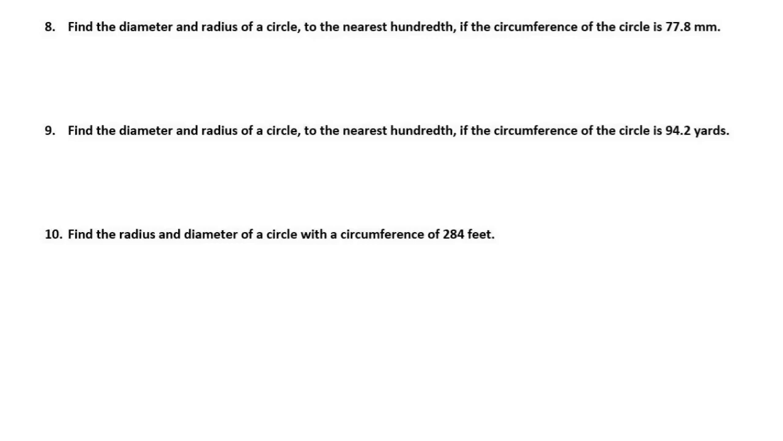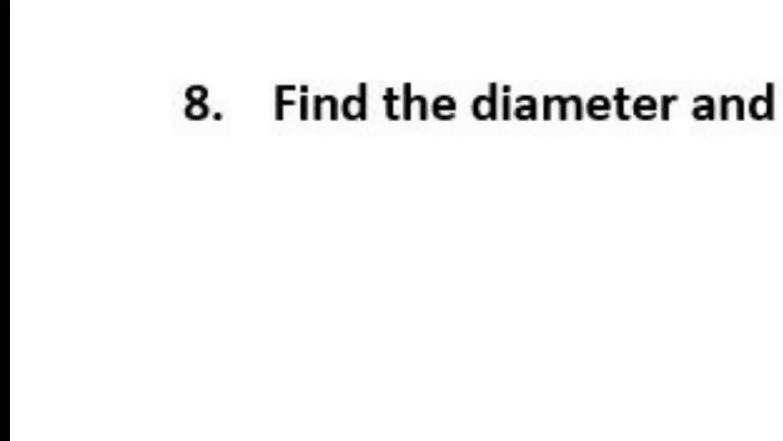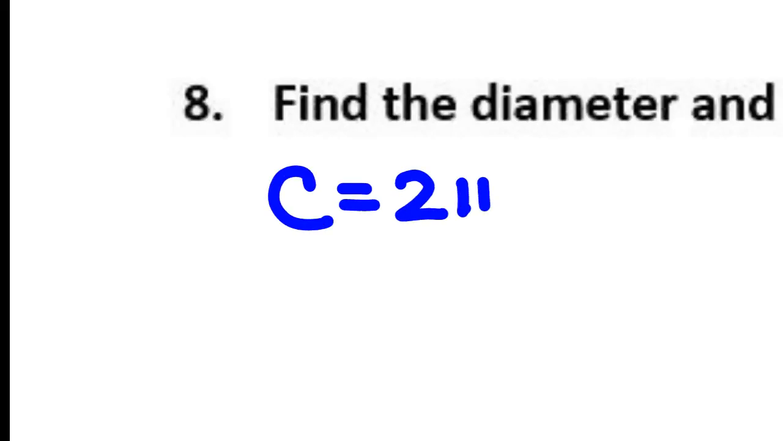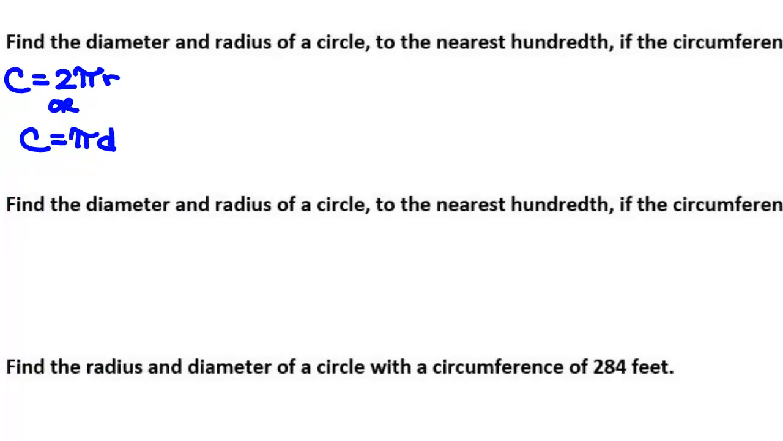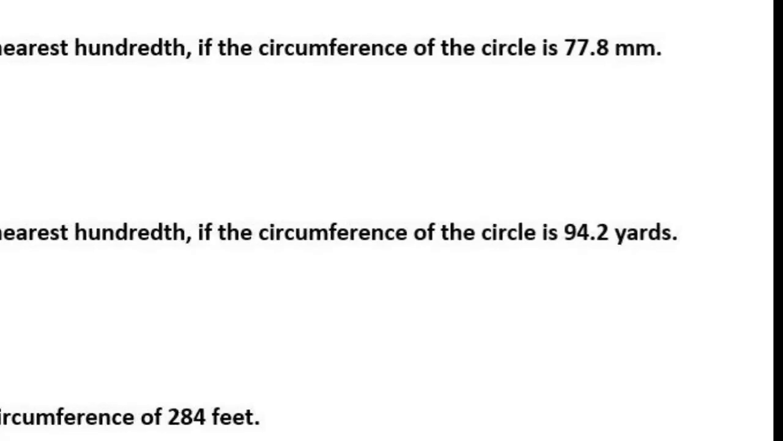All right, so far they've been giving us either the radius or the diameter, and we've been finding circumference. But what about if I know the circumference and I want to use that to find either the diameter or the radius? So circumference equals 2 pi r, or circumference equals pi d. What do we know on number 8? Circumference is about how much? 77.8. So where am I going to put that in my formula? In the place of C.